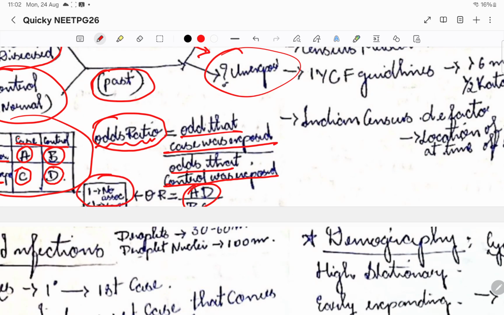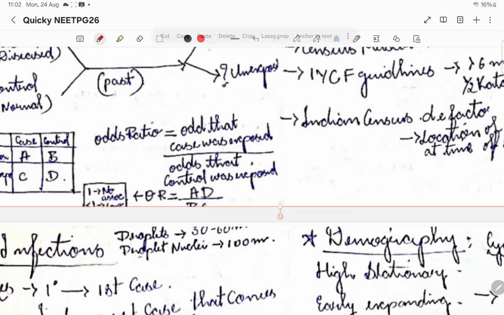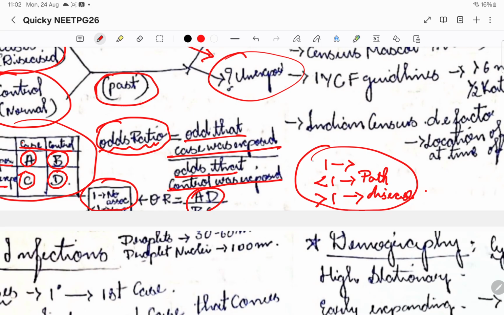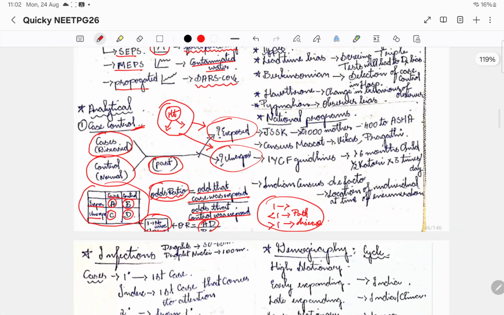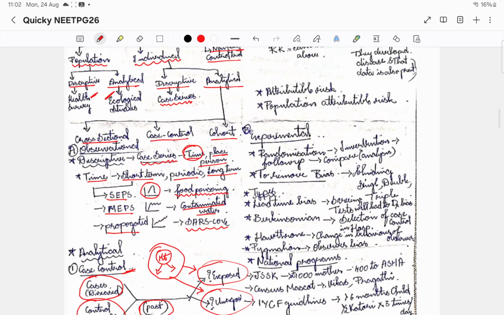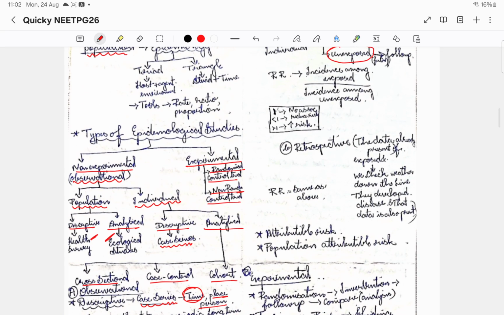The interpretation would be, if the odds ratio comes to 1, then there is no association. If it is less than 1, then it reduces the disease risk. If it is more than 1, there is increased association with the disease. So that is how we'll find out the odds ratio. Now this is case control, right? They'll give the case first, and then we'll try to associate whether the disease was caused by that particular exposure.